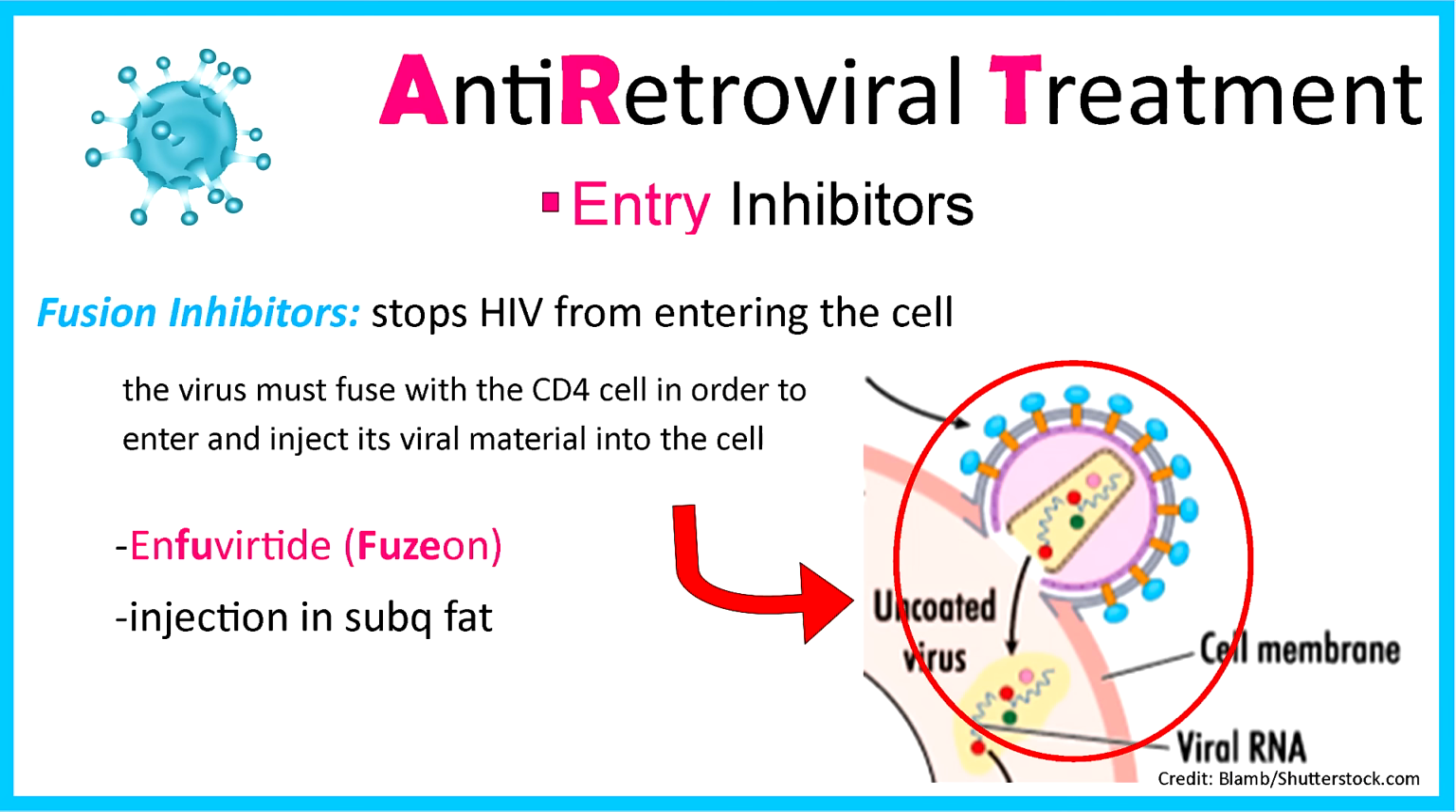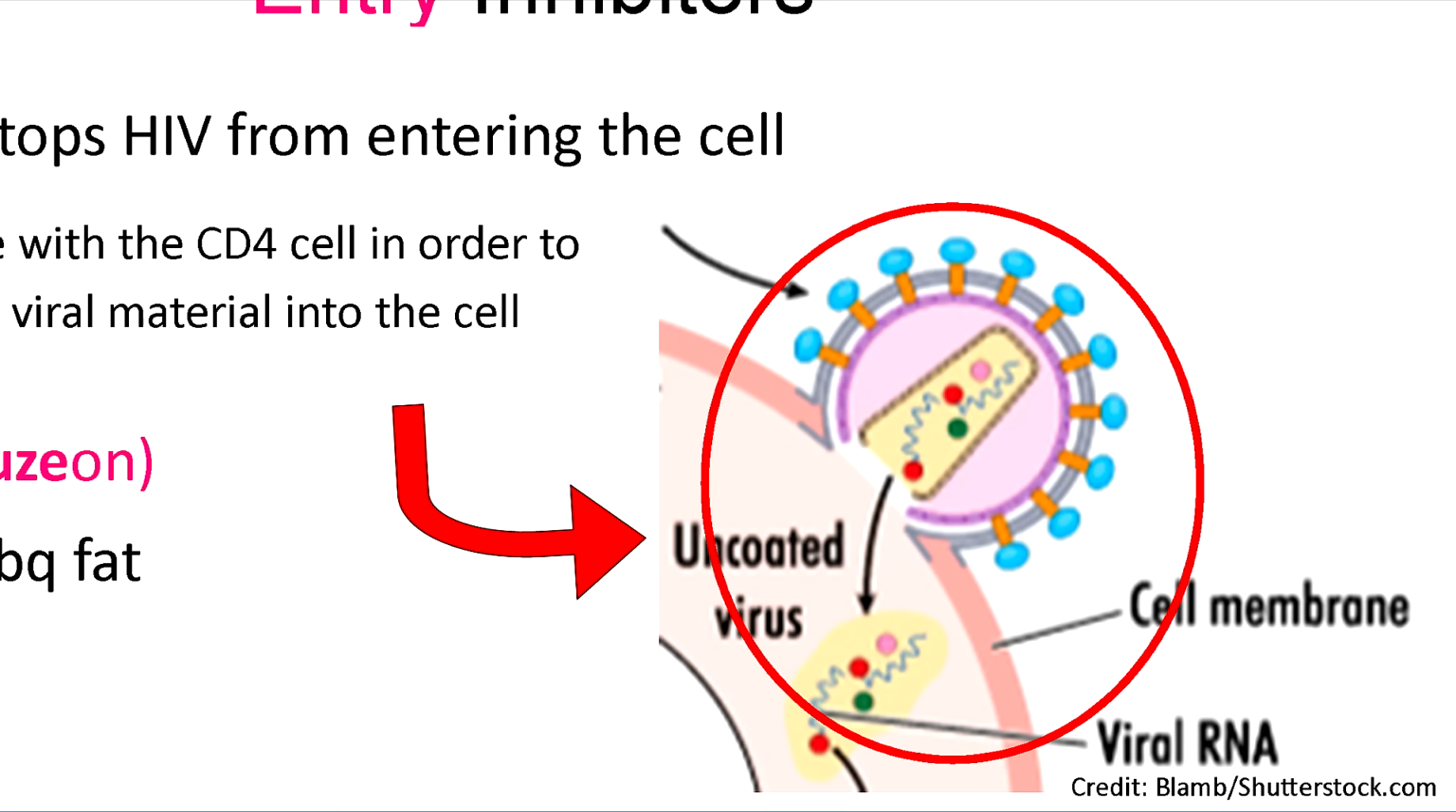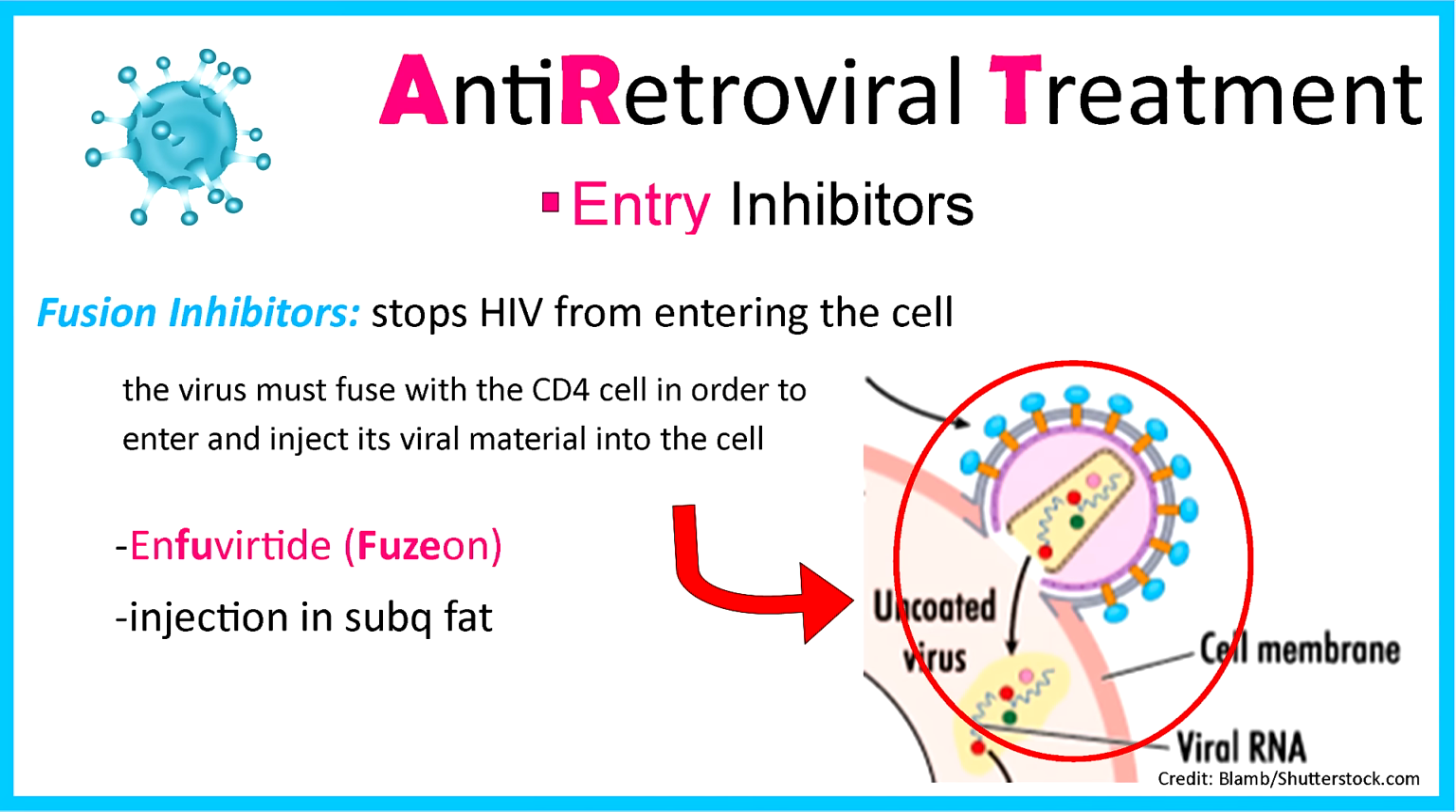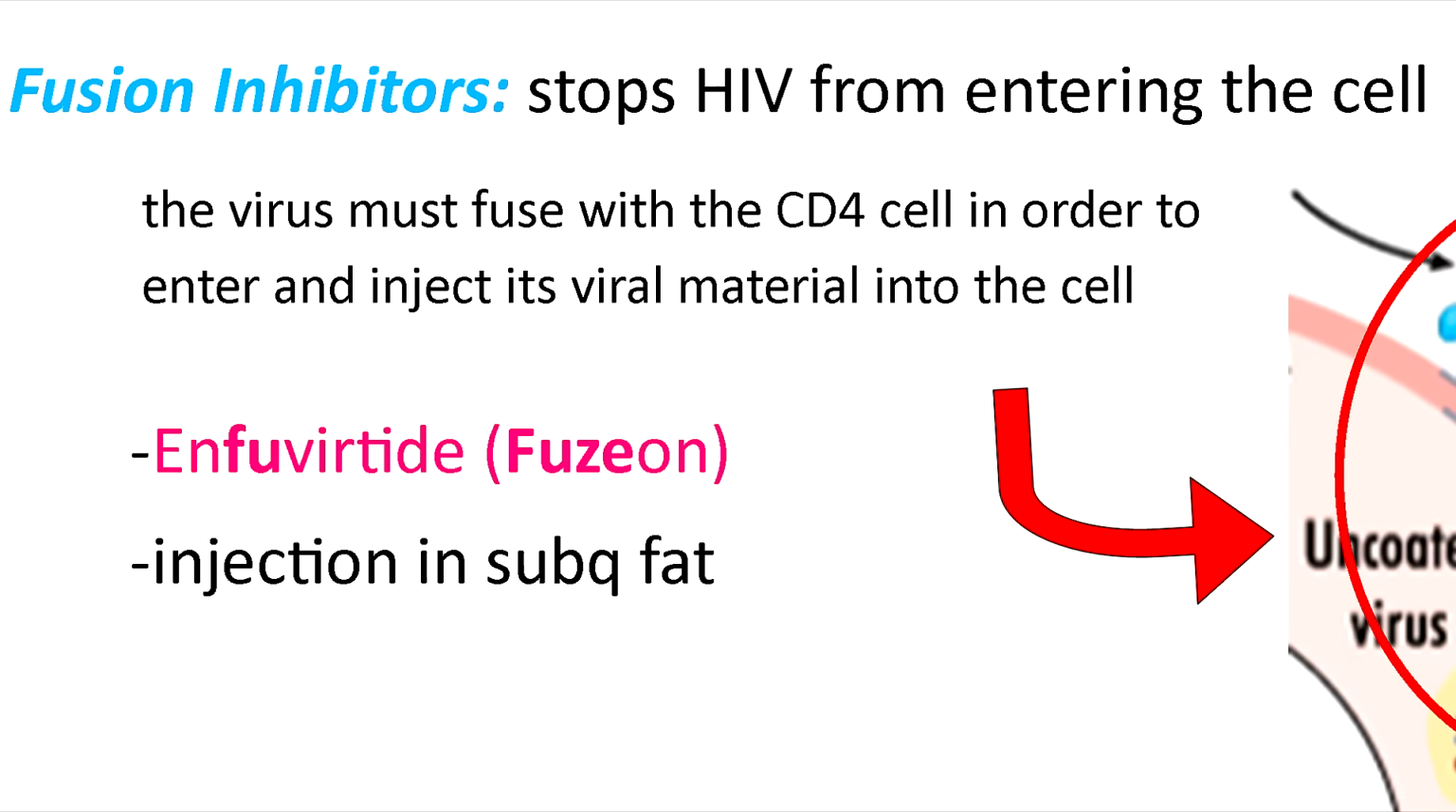Then we have fusion inhibitors, and they stop HIV from entering the cell because remember, the virus must fuse with the CD4 cell in order to enter, and then it dumps its viral material into the cell. So we're going to stop that fusion. And this includes enfuvirtide, which brand name is Fuzeon.